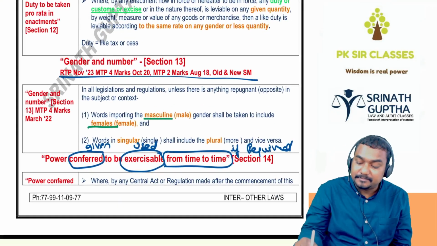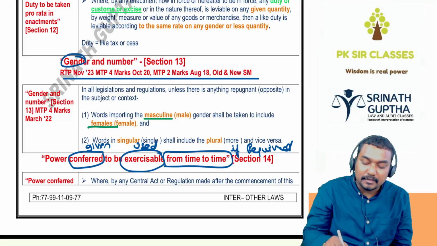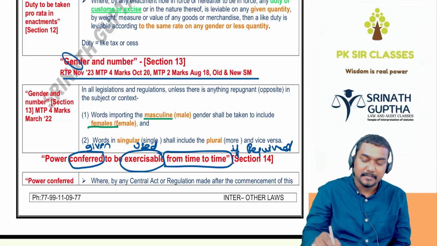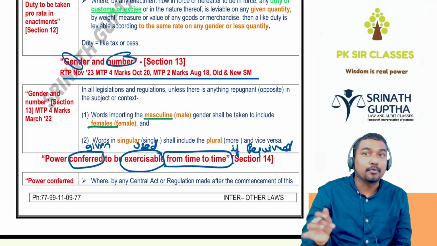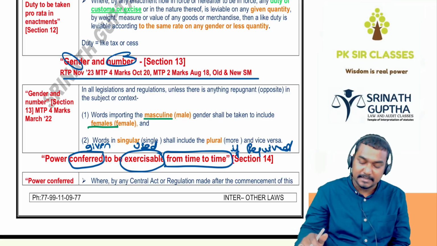Next, gender. See how big this is in the exam. So gender: male includes female, female includes male. And number: singular includes plural, plural includes the singular.